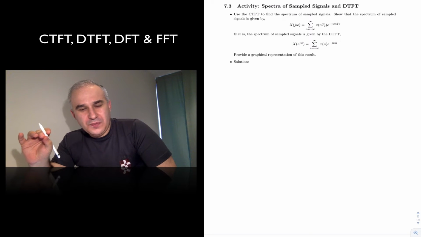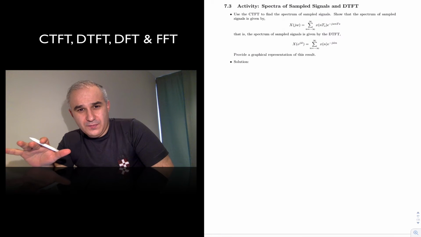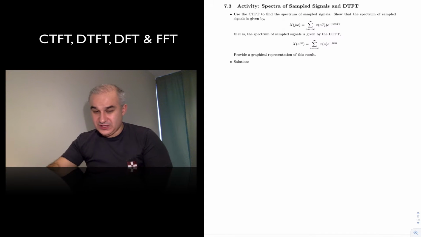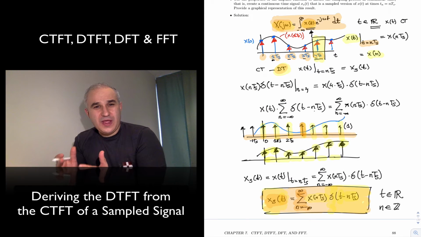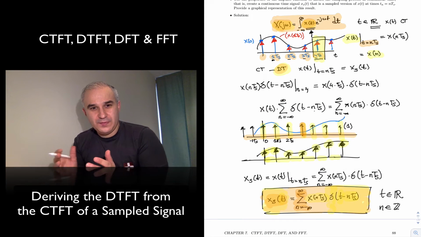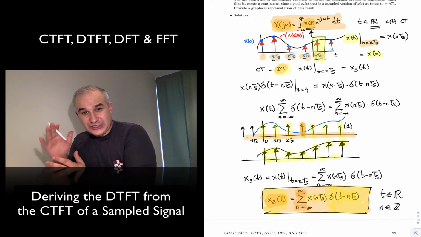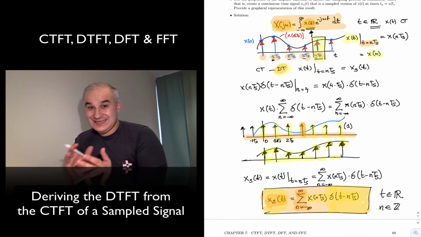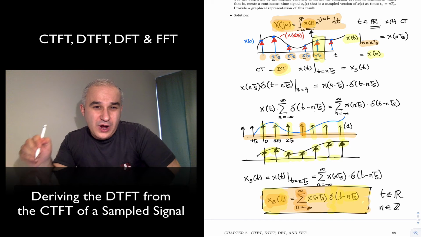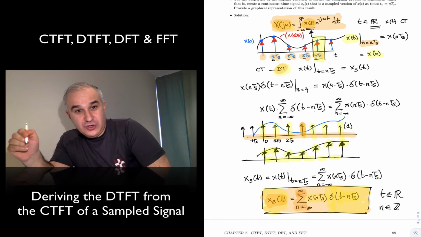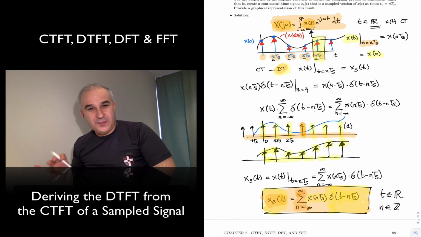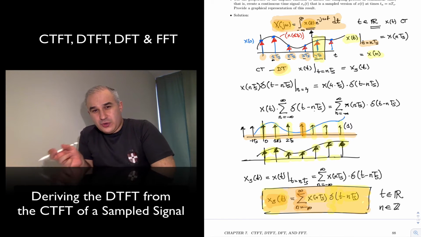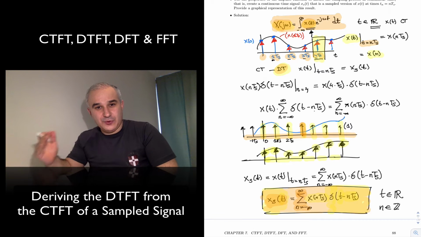Hello, so let's continue. We just found a model for the sampling process. And this was important, this was in the previous video. Check it out. If we wanted to apply our continuous time Fourier transform to a signal that was sampled, to a discrete time signal, since the continuous time Fourier transform requires a signal in continuous time, and for which we have a mathematical expression, we had to model the process of sampling in order to create that continuous time signal that was a sampled signal.